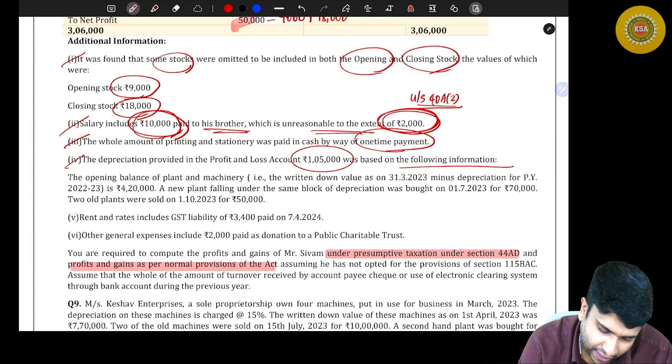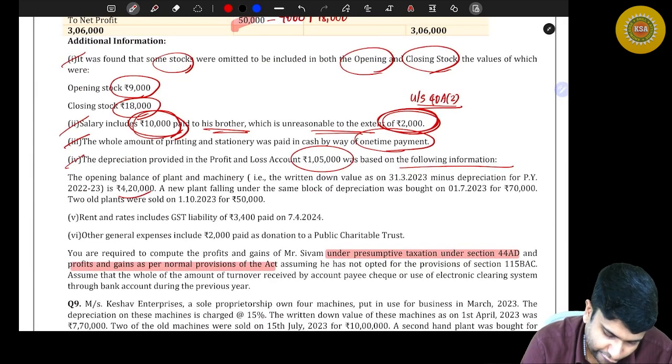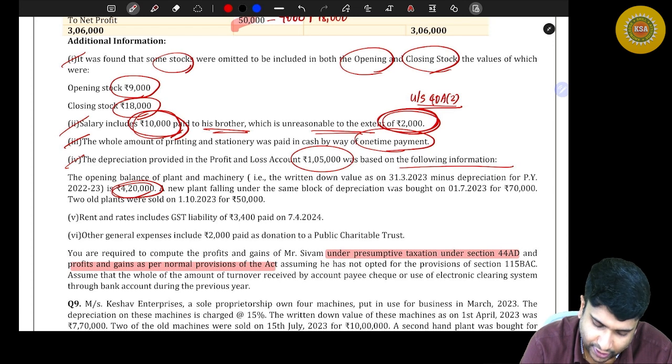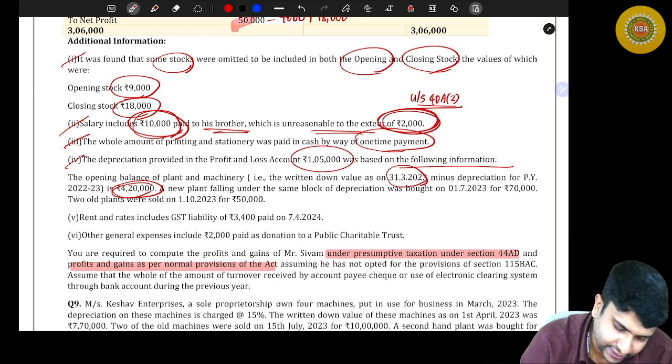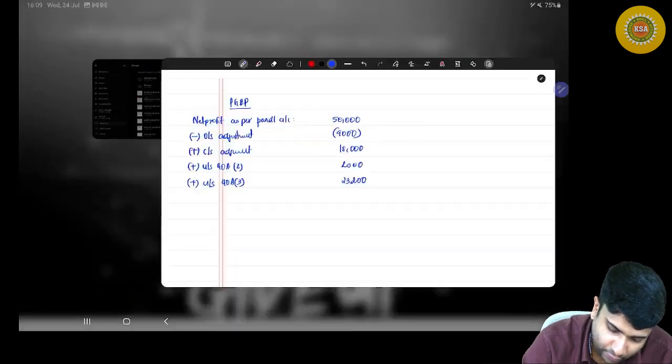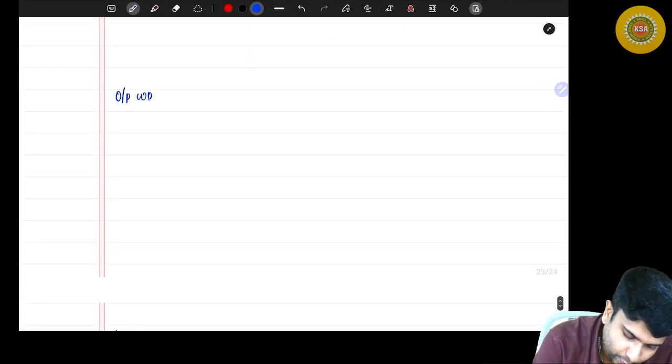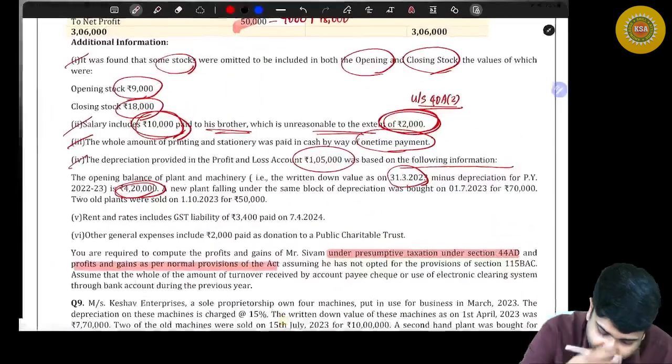Opening balance of plant and machinery is how much? 4,20,000. That is the written down value as on 31st March 2023 minus depreciation for the PY 22-23. That is the opening WDV. So we'll write a working note for the depreciation. Okay. So opening WDV is how much? 4,20,000 is the opening WDV.